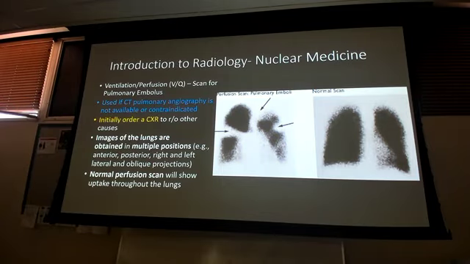Here's your ventilation perfusion scan. It's the same concept as the heart, all right? My normal scan is showing tons of perfusion in both lungs. It's dark black, it's not bright red, but it's still showing that perfusion. What's going on here?